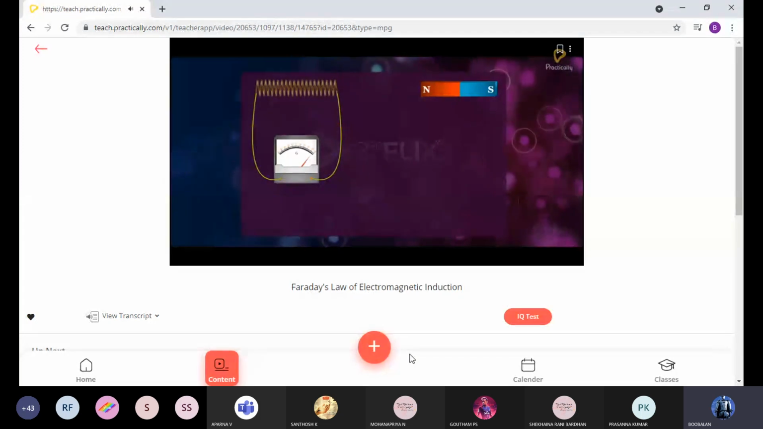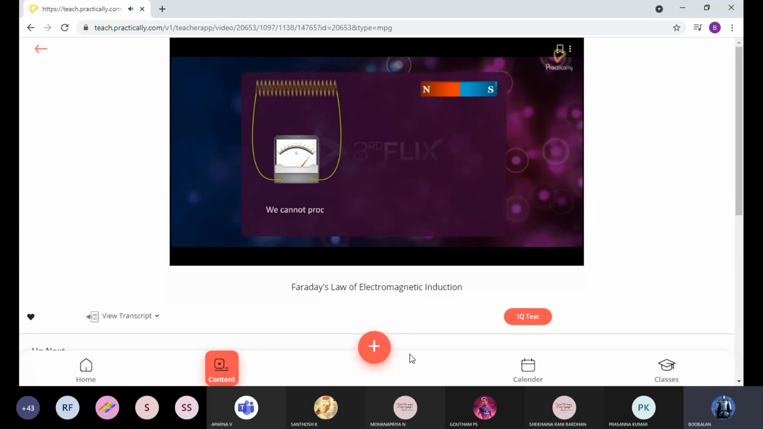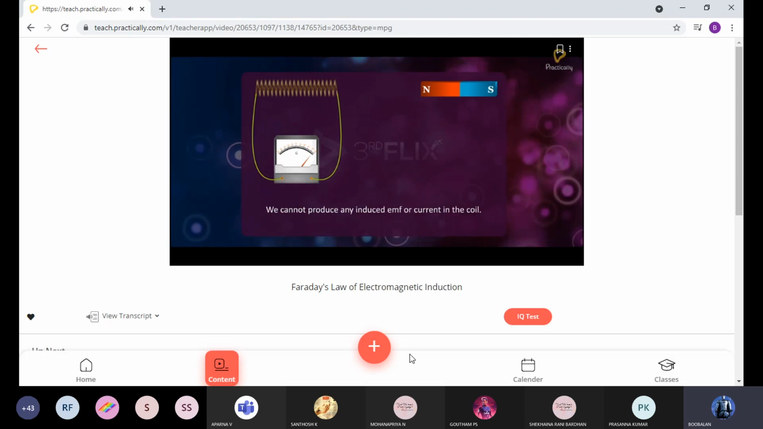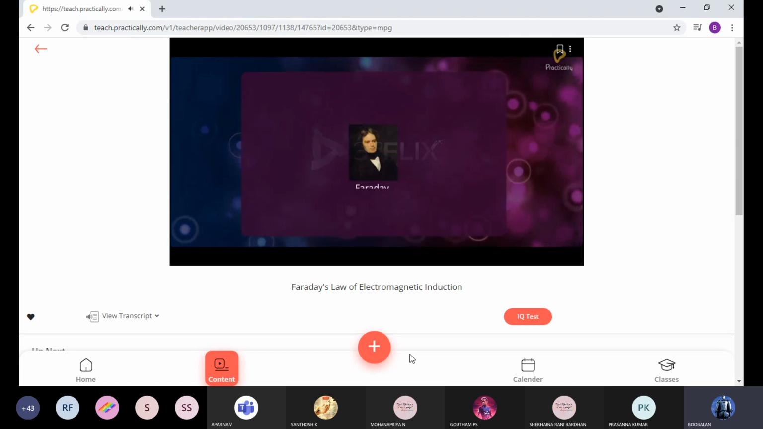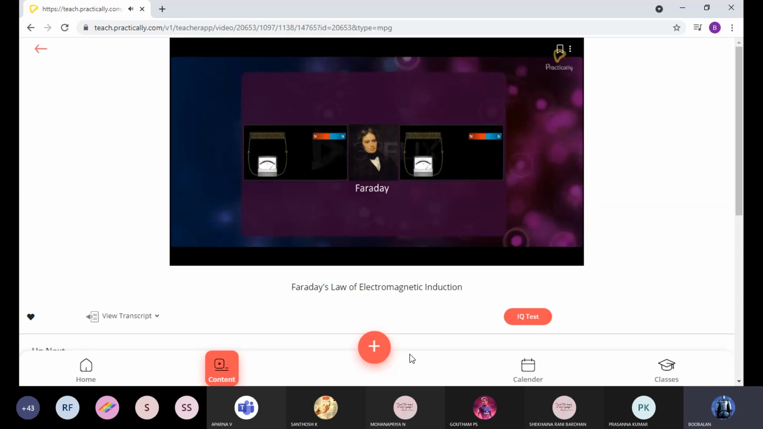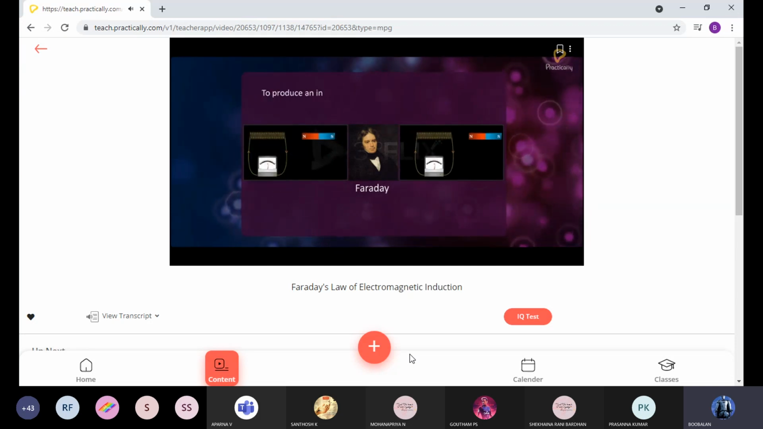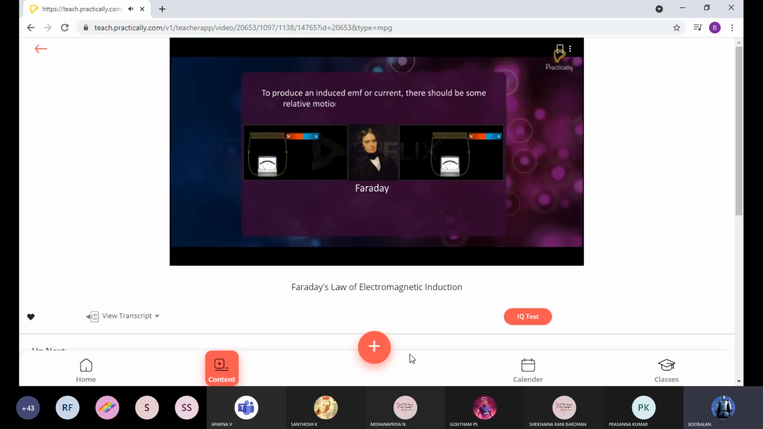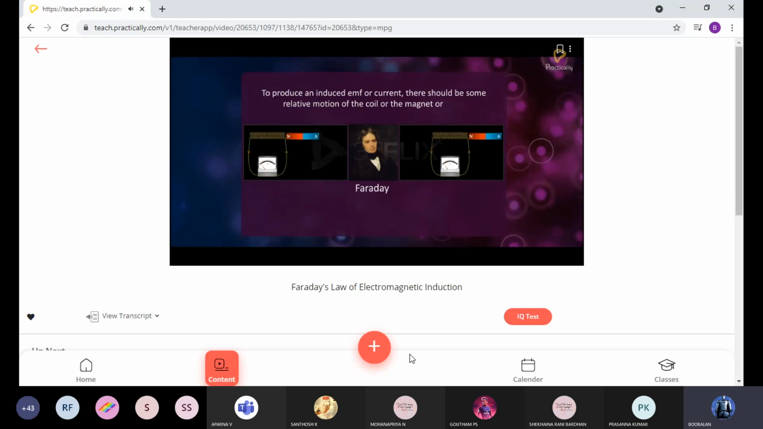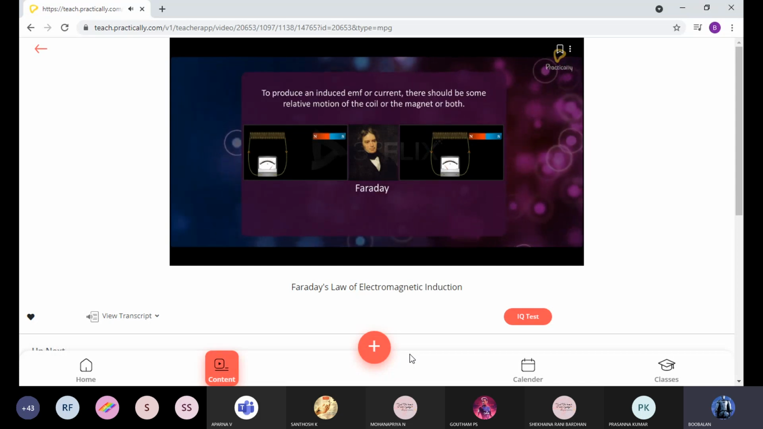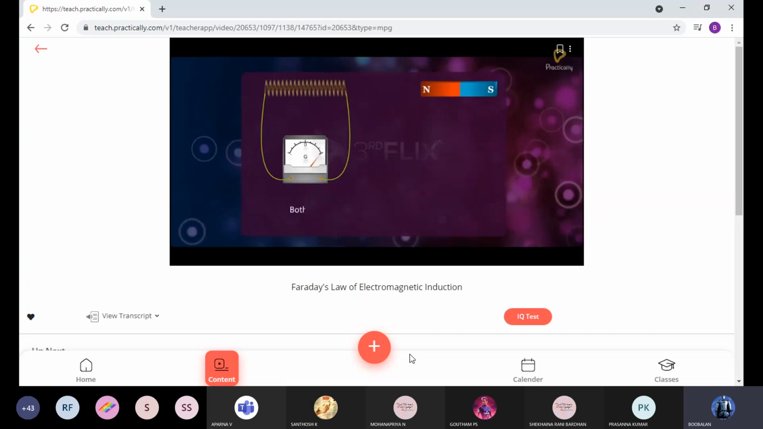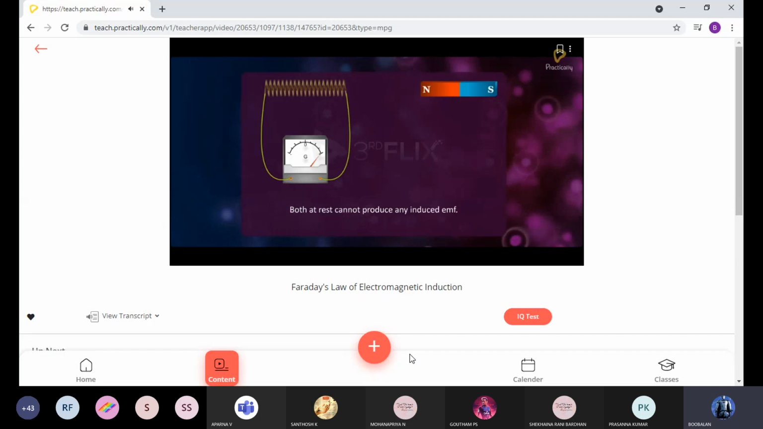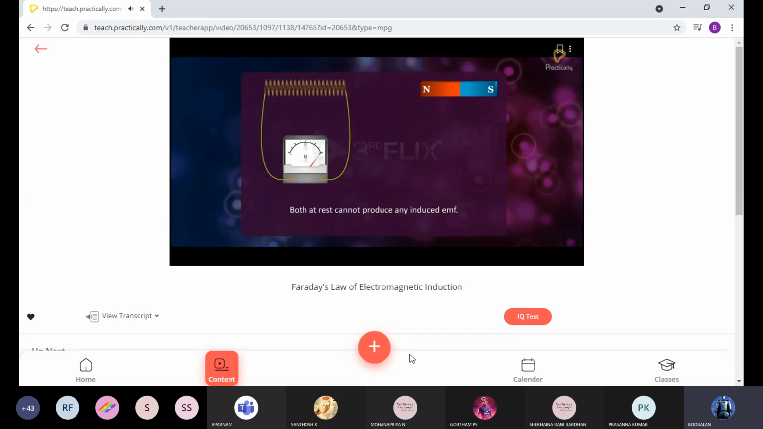If both the bar magnet and the solenoid are at rest, we cannot produce any induced EMF, or current, in the coil. With this experiment, Faraday concluded that to produce an induced EMF, or current, in the coil, there should be some relative motion of the coil, or the magnet, or both. Both at rest cannot produce any induced EMF, since there will be no change in the magnetic flux of the coil.